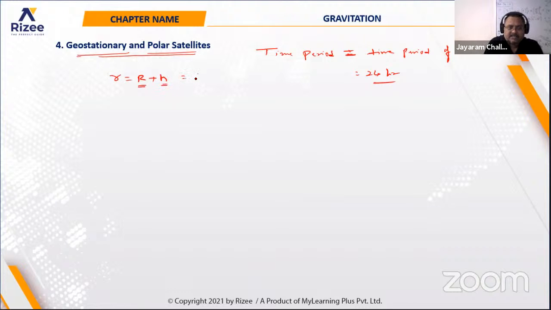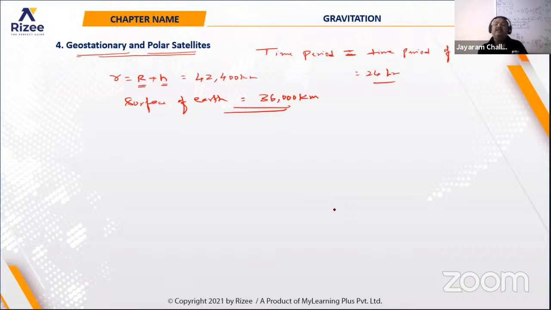So this is from the center. I'm writing 42,400 kilometers, or from the surface of the Earth, it should be at a distance of 36,000 kilometers. When you place it at that particular distance, then the time period of the satellite will be matched with the time period of Earth.